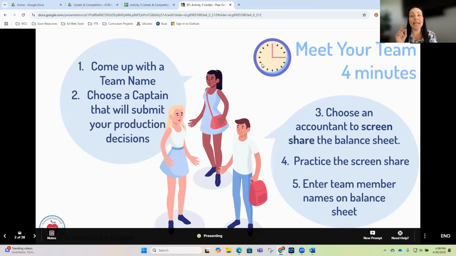And then you're going to choose an accountant, somebody that's pretty confident with math. All of you will have access to the balance sheet, but the accountant is going to open it up and share it, like in your breakout room, you can share your screen so that everybody can see the math that you're doing. And on the balance sheet, you're going to enter your team member names.